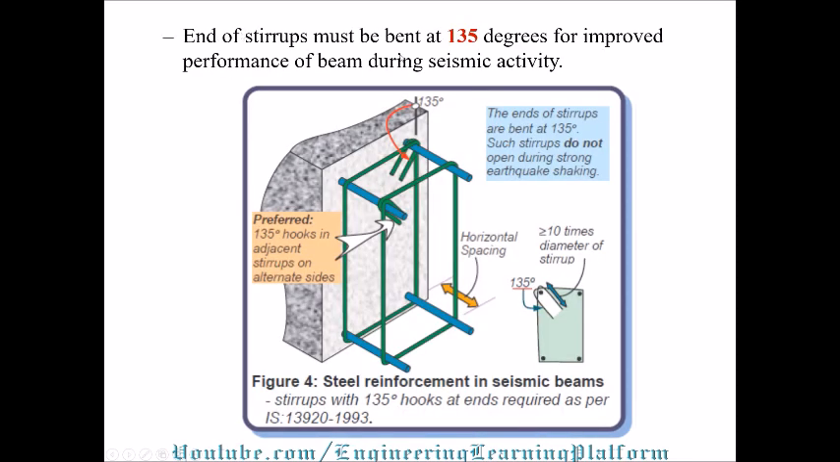Ends of stirrups must be bent 135 degrees as shown in the figure for improved performance of the beam during seismic activity. It is always preferred to have hooks bent at 135 degrees, as you can see in the figure, in adjacent stirrups or on alternate stirrups. As we can see clearly, a straight bar was bent around the longitudinal bars. The ends of stirrups are bent at 135 degrees. Such stirrups do not open during strong earthquake shaking. If we do not bend the stirrups at 135 degrees, there is a chance that the stirrups may open.